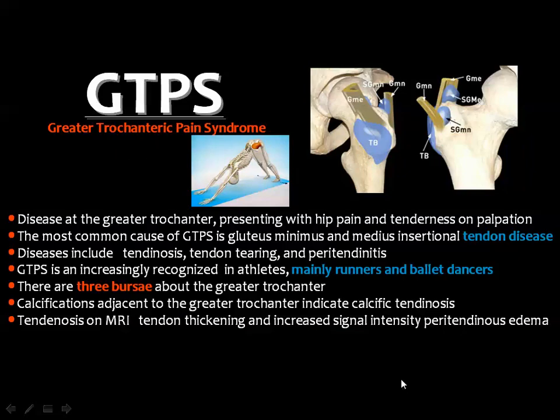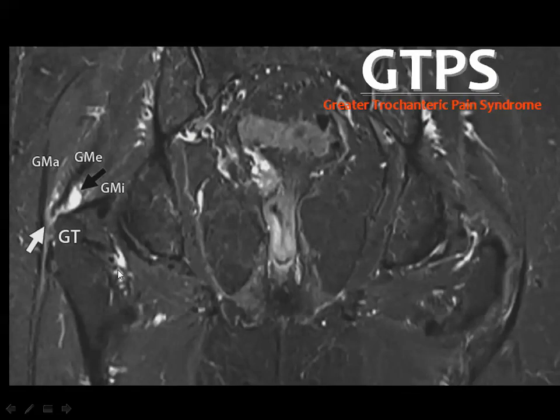Then the expected lesions include bursitis, tendinitis of any of these tendons, tendon calcification, calcific tendinitis, partial or complete tendon tear. All these abnormalities can occur at this area, resulting in this particular syndrome. And this is an example of gluteus minimus tear, gluteus medius tear, tendon tear, where you see fluid signal surrounding the tendon, which is not reaching the insertion site in the greater trochanter.